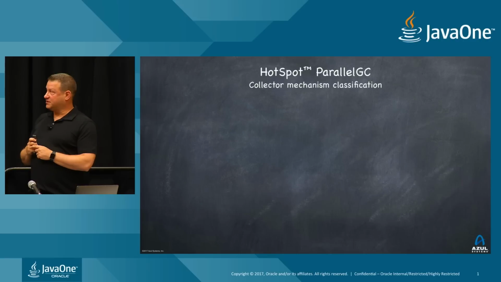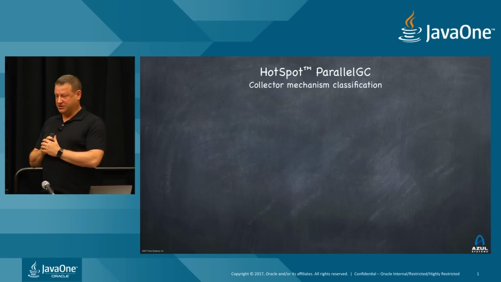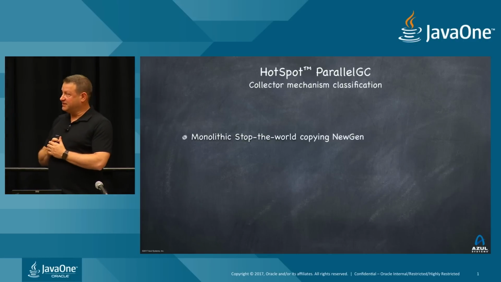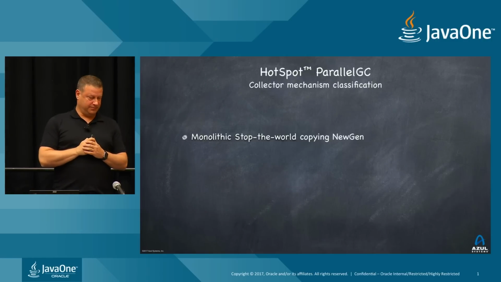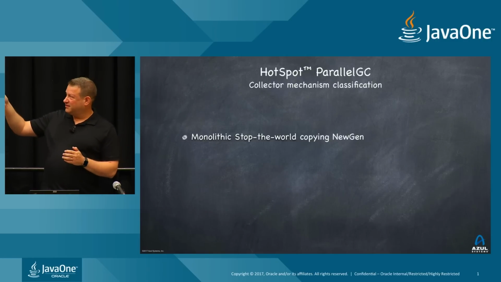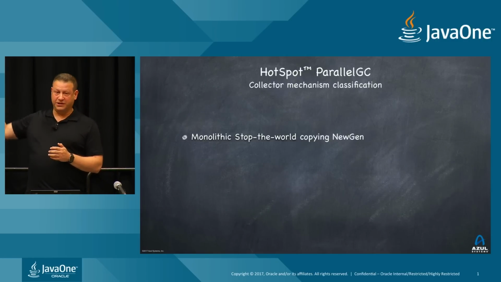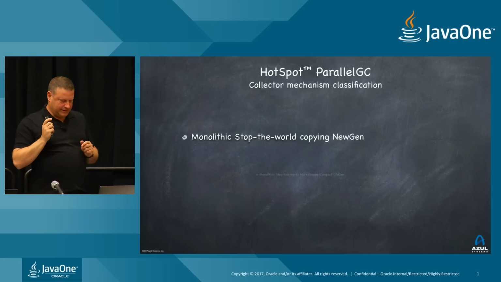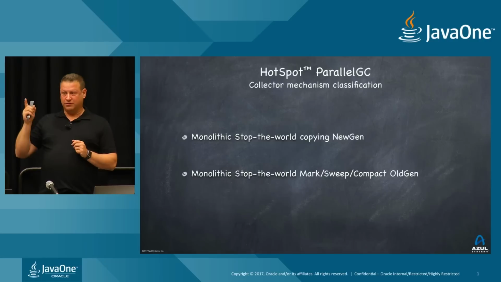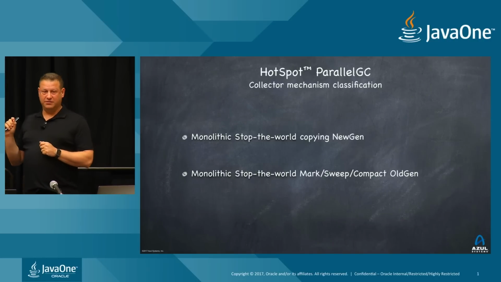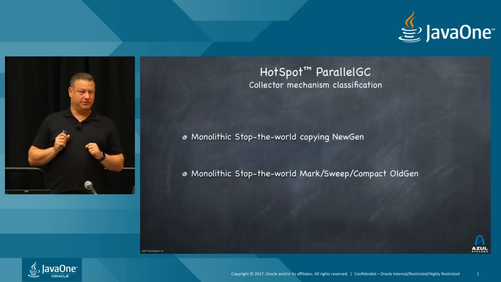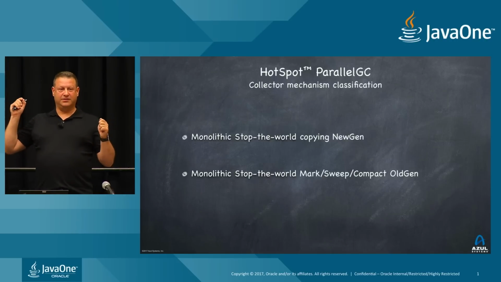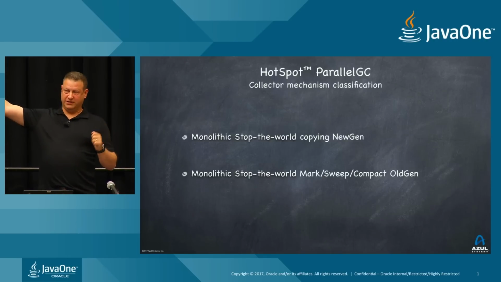If we look at the actual collectors you deal with today, here's the classification I said most of them will fall under. Let's start with parallel GC. Parallel GC is a classic parallel collector, with a parallel, monolithic, stop-the-world copying young gen. Pretty much everything I say is parallel, by the way, now. It also has a monolithic, stop-the-world, mark, sweep, compact old gen. It's pretty much the algorithms I talked about before. It's efficient, it's fast, it stops the world for everything it does.